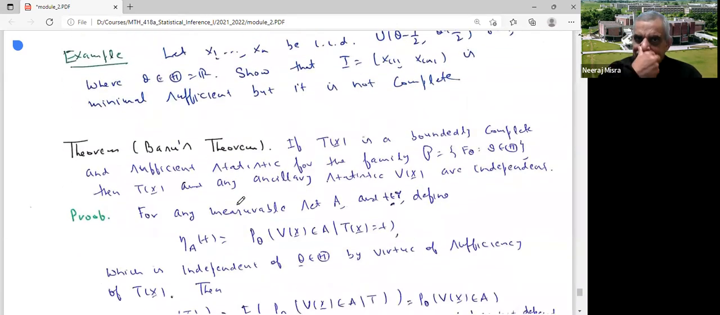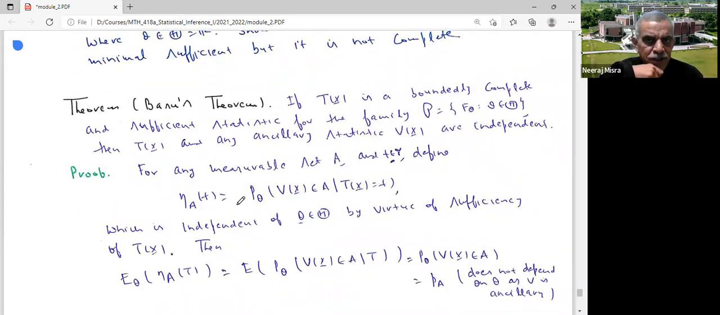Now I'm left with Basu's theorem. I'll start that next time. It is one of the very beautiful results by one of the Indian statisticians called Basu, and it has very nice applications. So let me stop over here. We can continue next time, which would be Thursday.